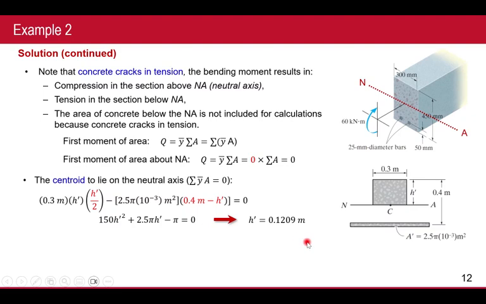12.09 meters. So remember, this all comes from the original meaning of the neutral axis. You can go back to engineering mechanics, you can see. So at the neutral axis, the first moment of area will be equal to 0. This is from definition. Okay?